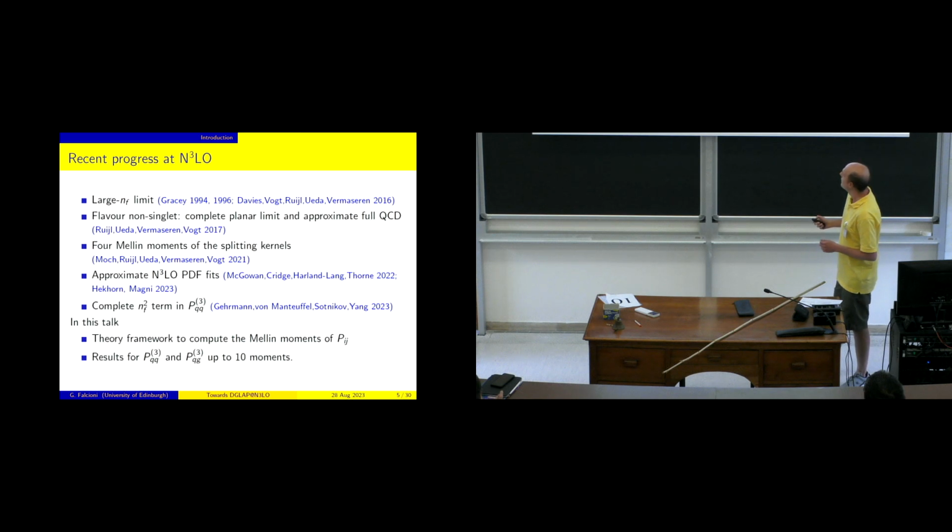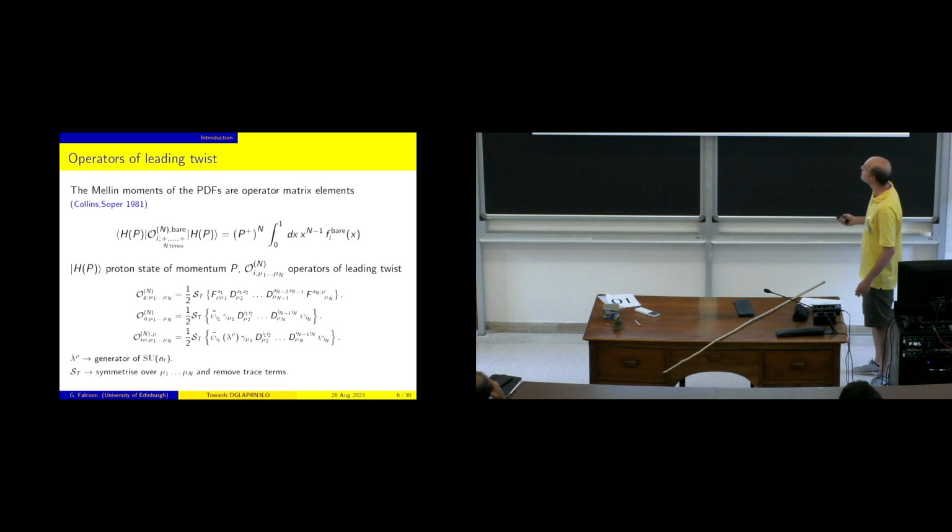And now recently, basically a few weeks ago, we even have the complete subleading NF, so NF squared contribution for the quark-to-quark splitting. In this talk, I will focus on a framework to compute Mellin moments of these splitting functions that was used by us to get the first 10 moments of the quark-to-quark and gluon-to-quark splitting functions. And then I will comment a little bit about what you can do with these 10 moments.